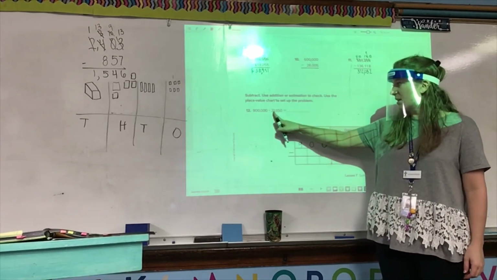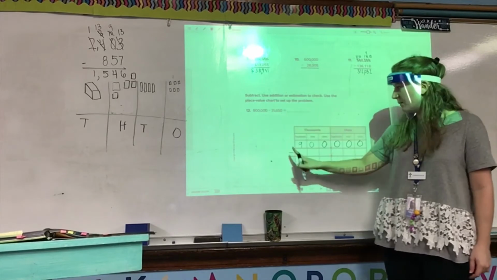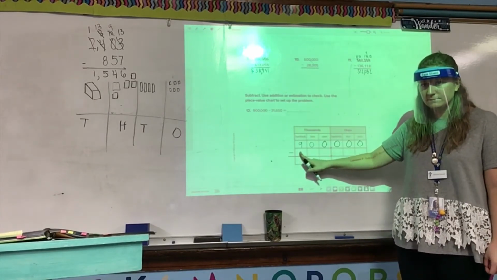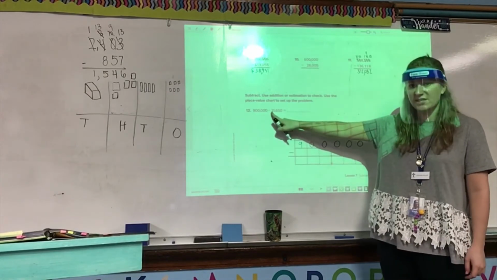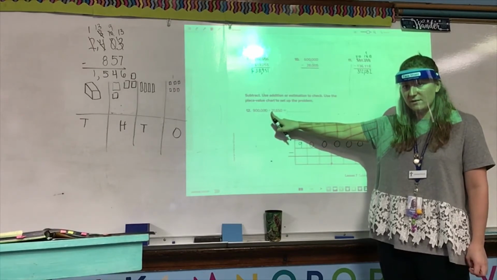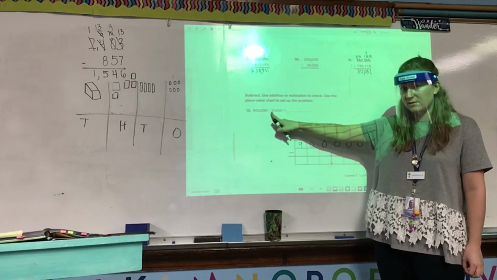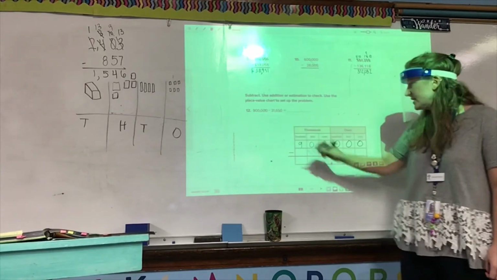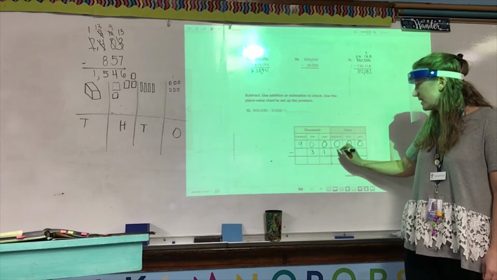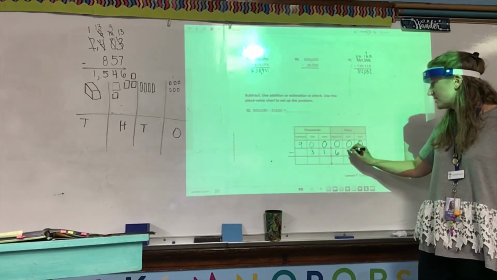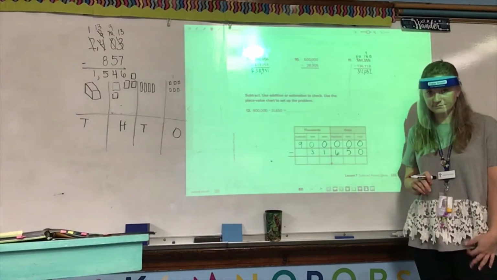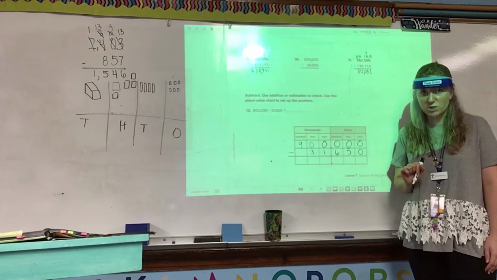Now, Zari, my second number is 31,650. Am I going to start writing it in the 100,000s place? No, because the first digit is in what place, Zari? The 10,000s. So we're going to put that 3 in the 10,000s, that 1 in the thousands, that 6 in the hundreds, that 5 in the tens, and that 0 in the ones. Now we're ready to subtract.